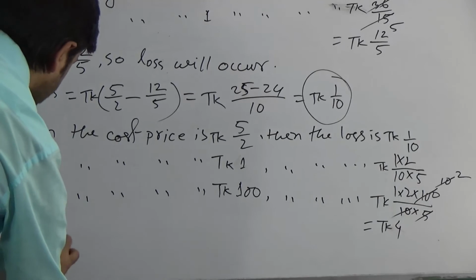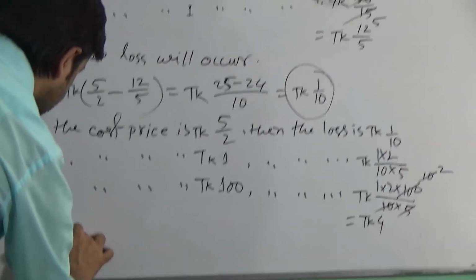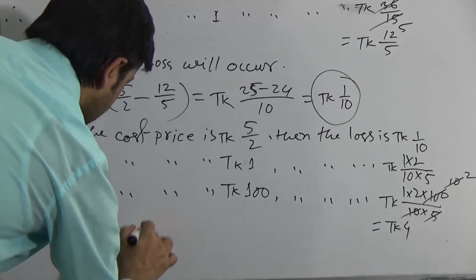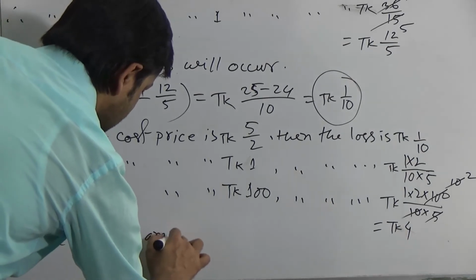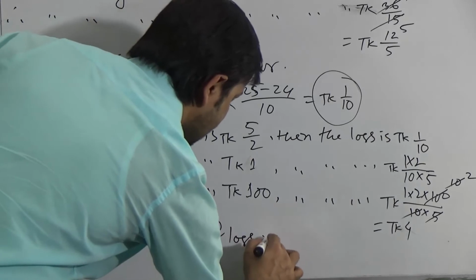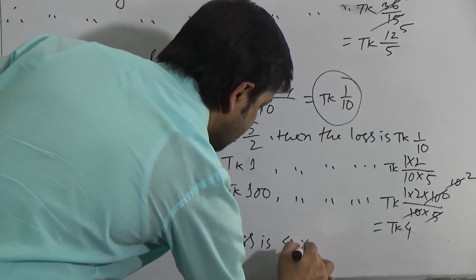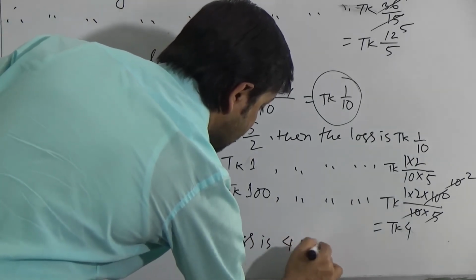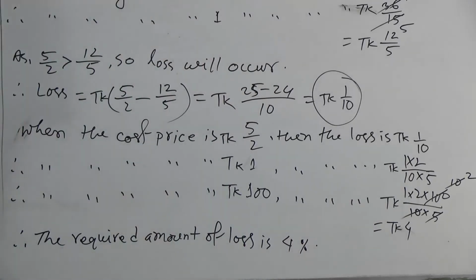Therefore, the required amount of loss is 4%. Required amount of loss is 4%. Dear students, I hope you have understood the solution of question B. Now I have to solve question C.